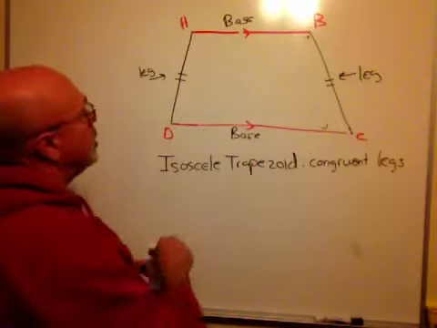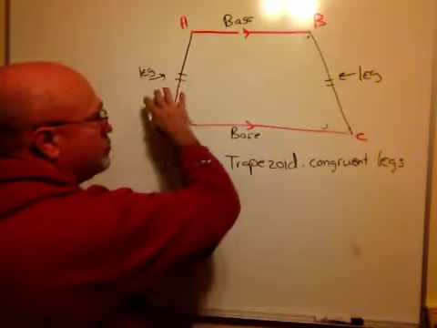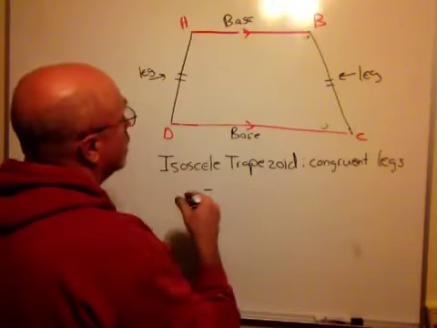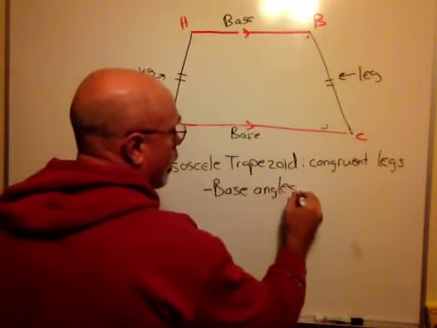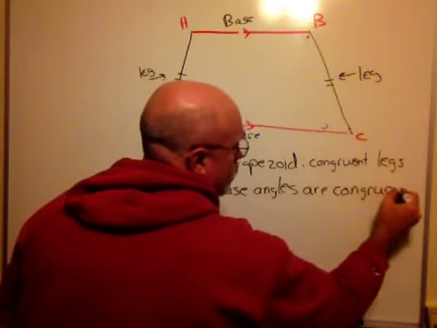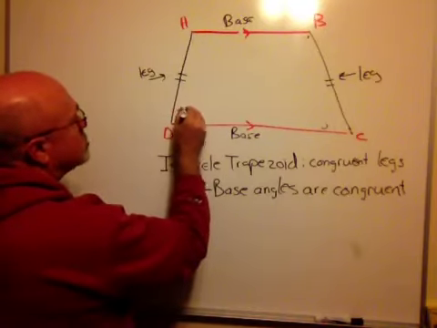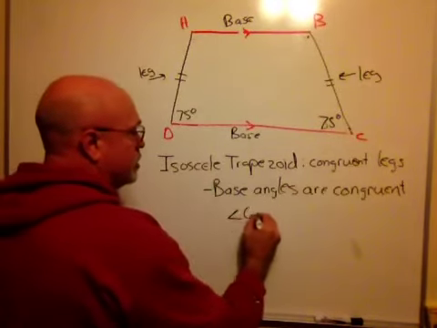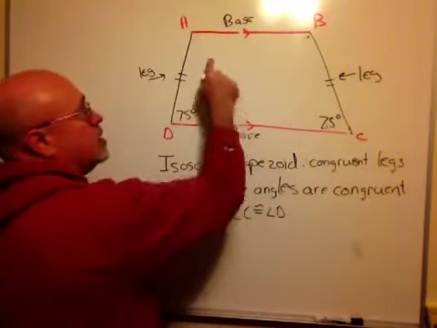Now, another property beyond the sheer definition of what an isosceles trapezoid is: if a trapezoid is isosceles, then each base angle pair is congruent. So base angles are congruent. Which would mean if I knew this one here is 75 degrees, then angle C has to be 75 degrees. So angle C would be congruent to angle D. And this base angle pair is congruent. Not to these, but to each other.